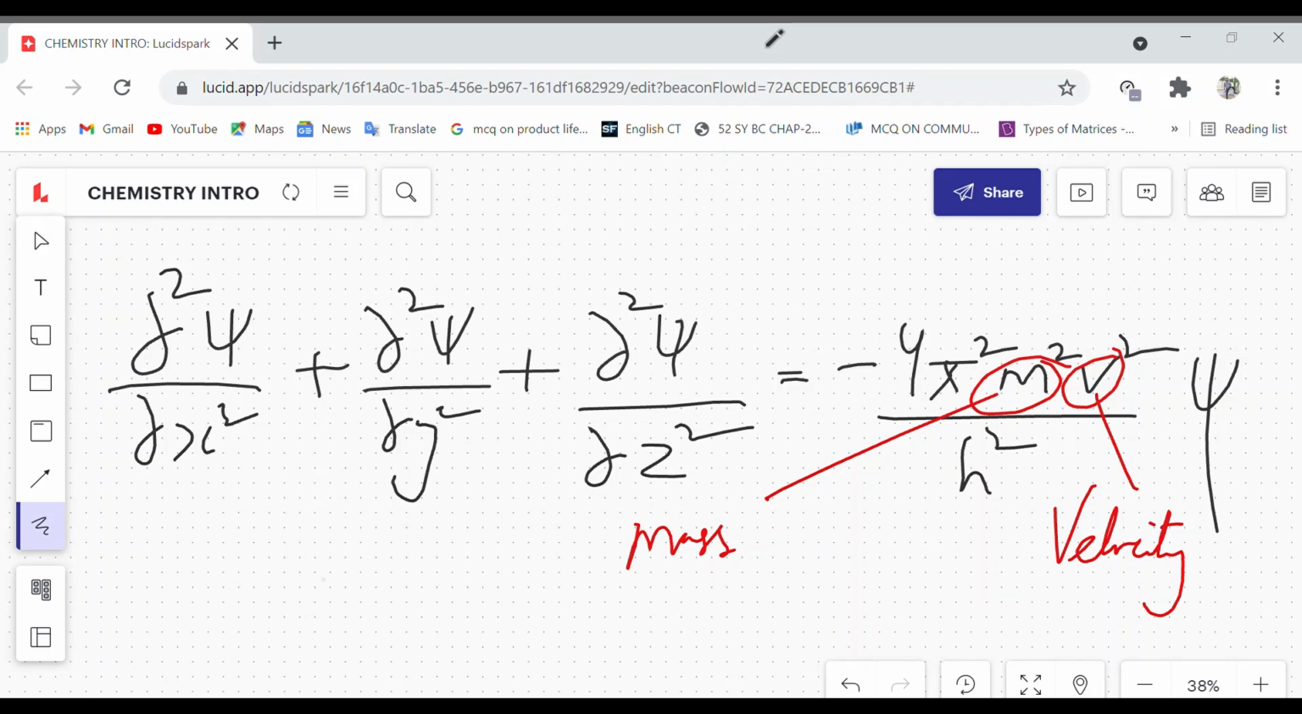So wait. This derivation has not been completed till now. Some more things are to be added. That will be added in the next video.